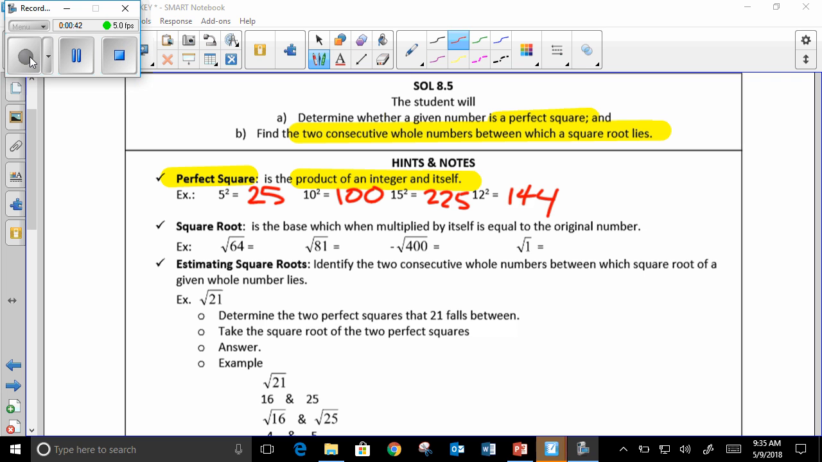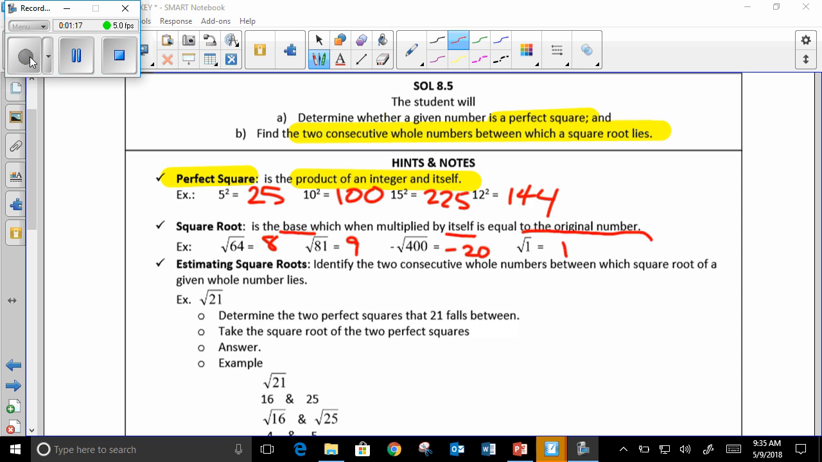So a square root is the base for which, when multiplied by itself, it is equal to the original number. So the square root of 64 is 8. The square root of 81, 9. And the negative square root of 400? What is the negative 20? Very good. So if there is a negative on the outside, you will apply that negative. What about the square root of 1?